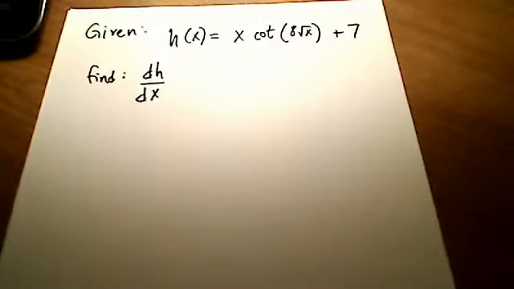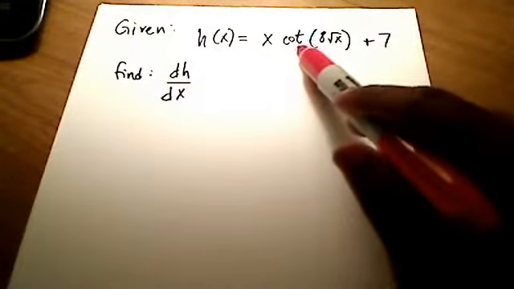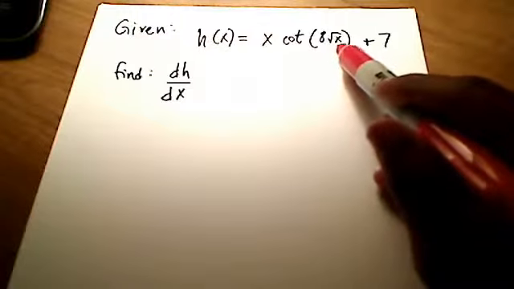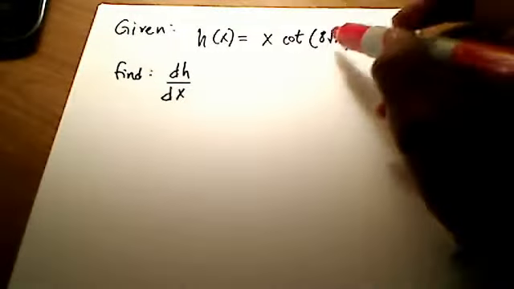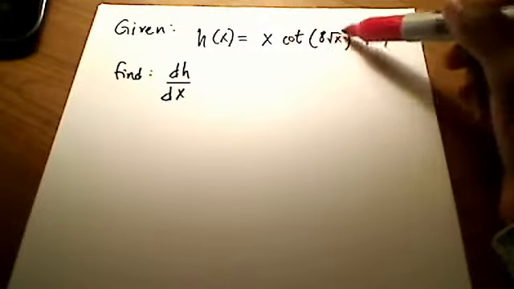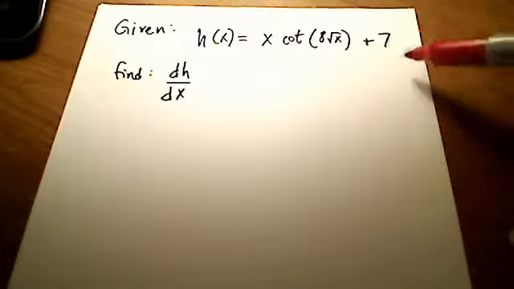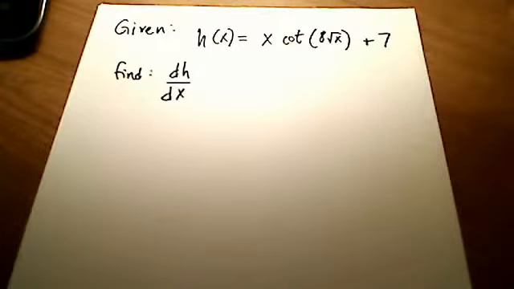We're given a function h of x, which is x times the cotangent of 8 square root x. Now this here, this 8 square root x is the argument for cotangent. This is the angle, if you will. This is the angle for cotangent. And then plus 7, some constant hanging out here at the end.